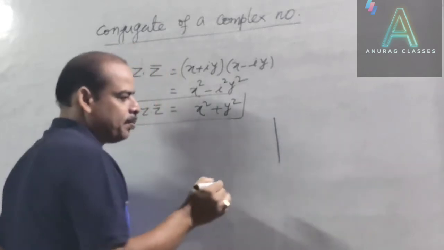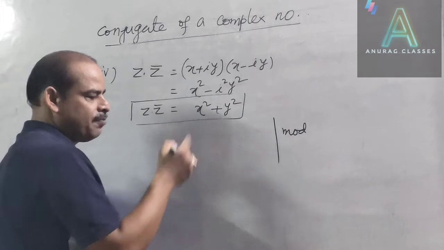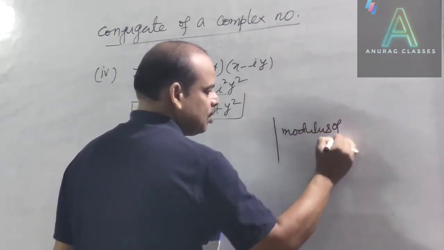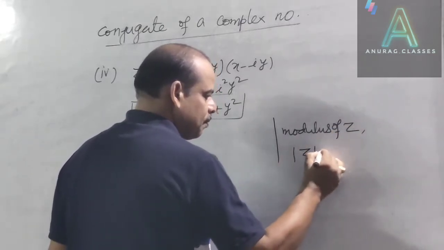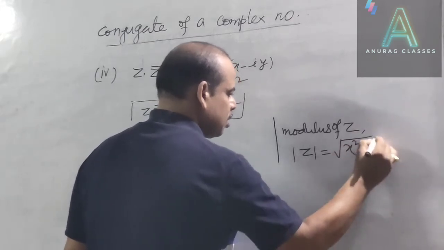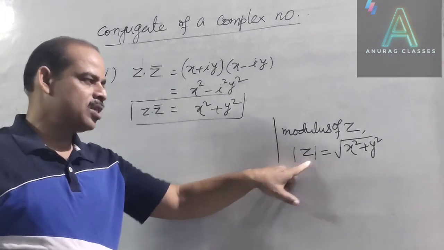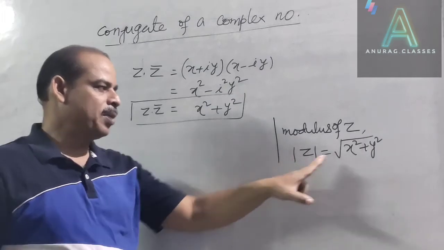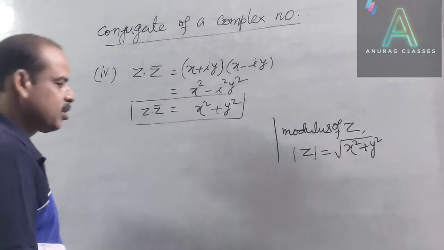Here you have to remember one more formula I am going to discuss just after this, that is modulus of z, indicated as mod z, is nothing but under root x square plus y square. Don't worry, I will show you what is modulus z, but for the instant just remember it that modulus of z is under root x square plus y square.